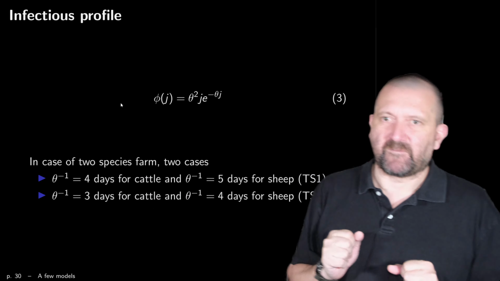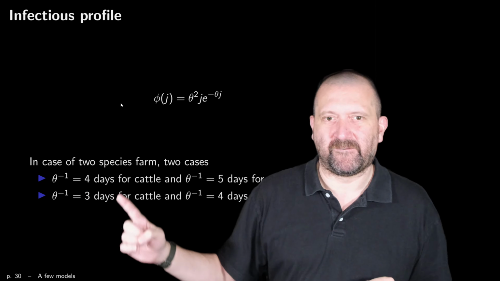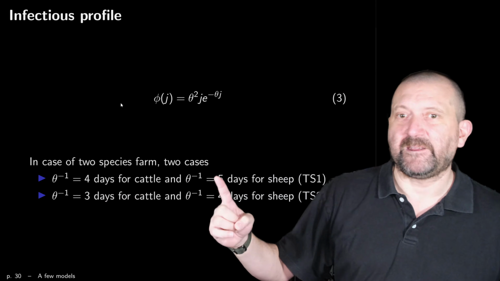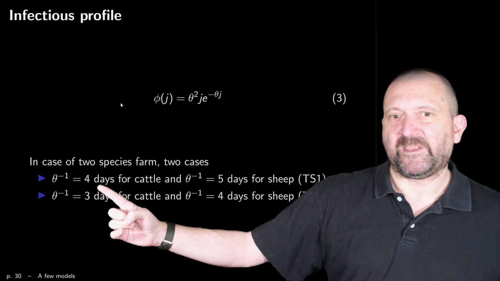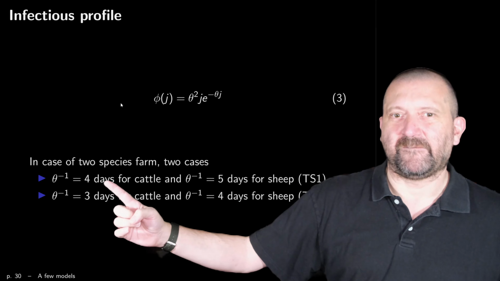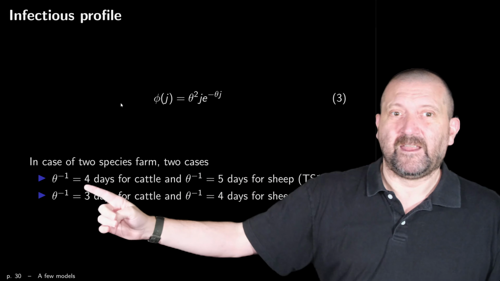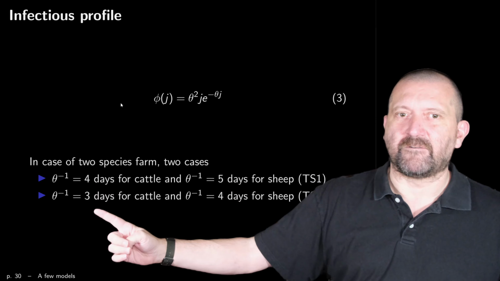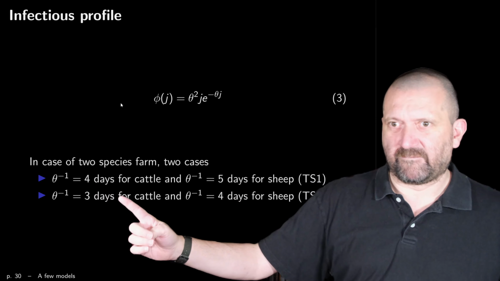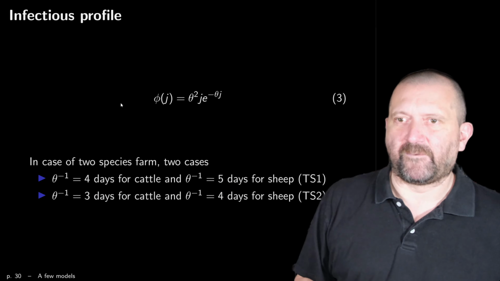Okay, so in a two-species farm case, they are considering cattle and sheep, for example. In the first case, cattle reach peak infectiousness at 4 days and sheep at 5 days. And the other scenario is cattle reach peak infectivity at 3 days and sheep at 4 days.